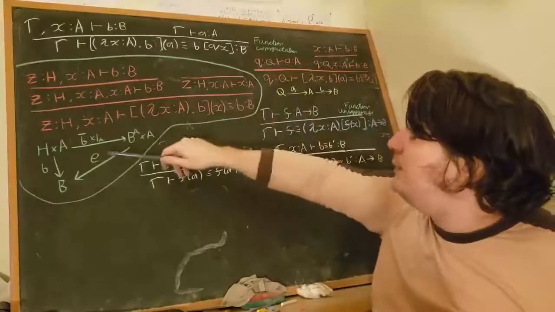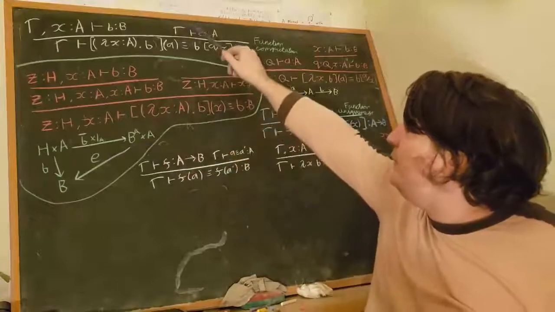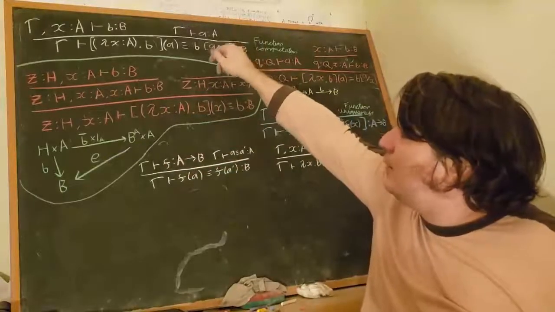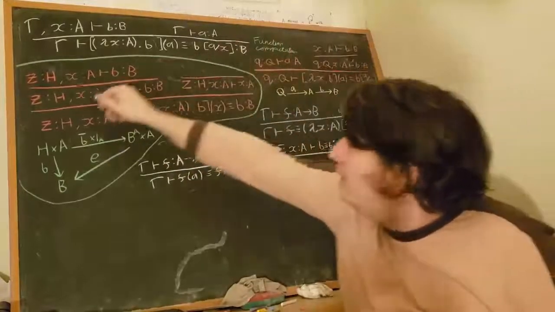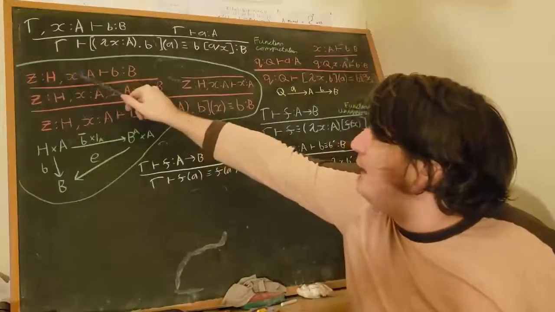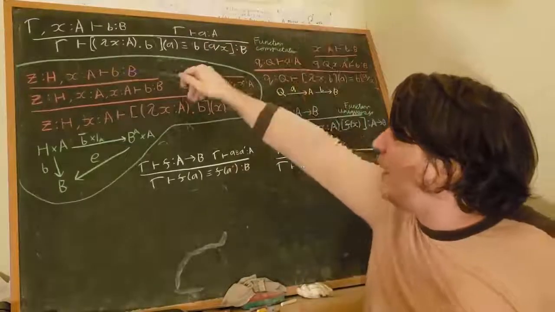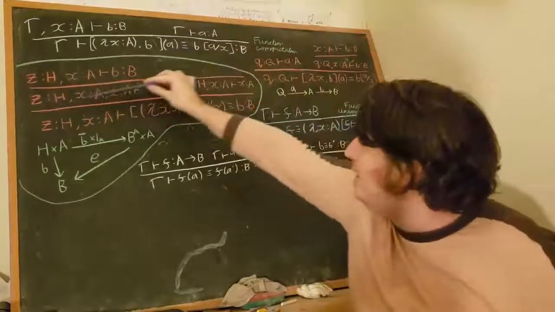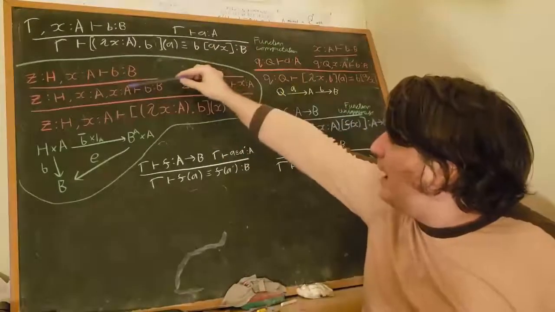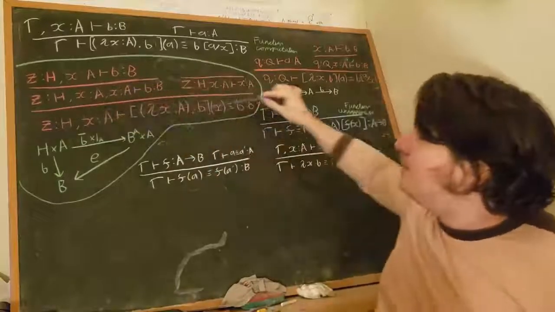But just to see the rough idea, consider using this rule here where for our context we use z of type h comma x. We use z of type h comma x of type a. Well, that gives that this and this imply this line here.